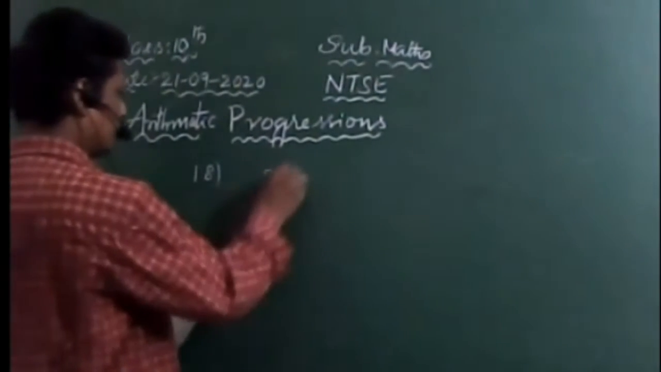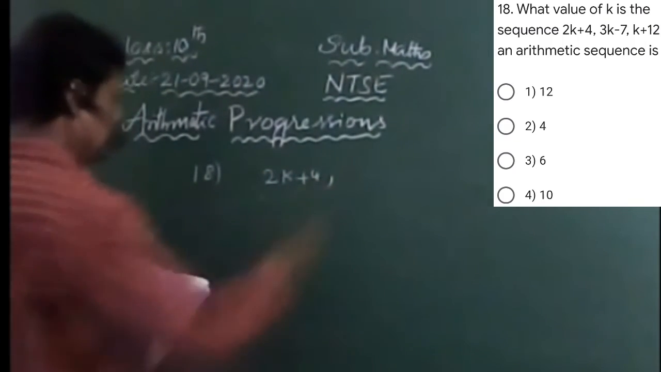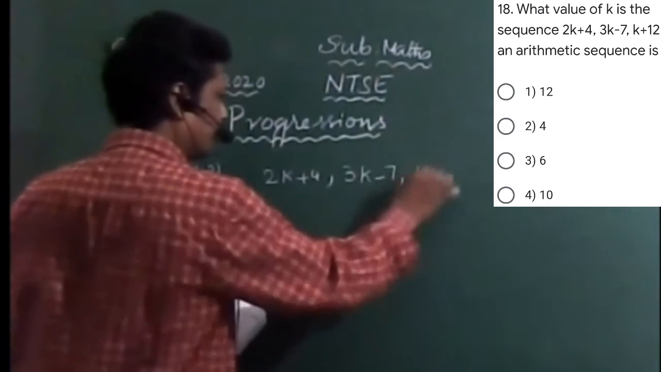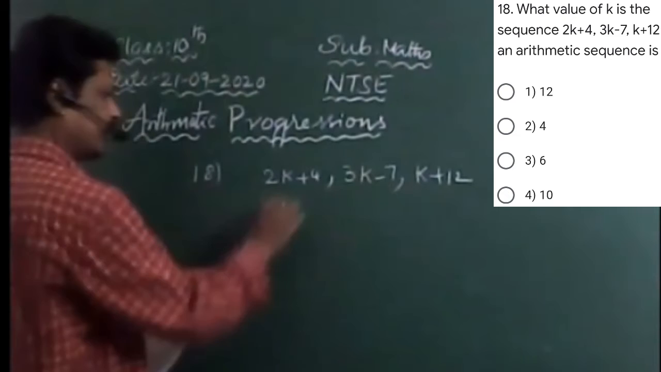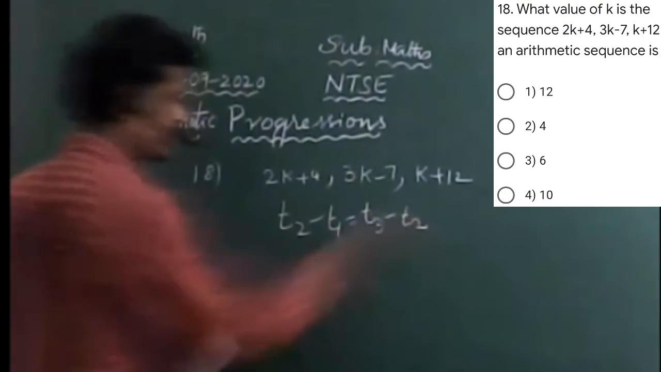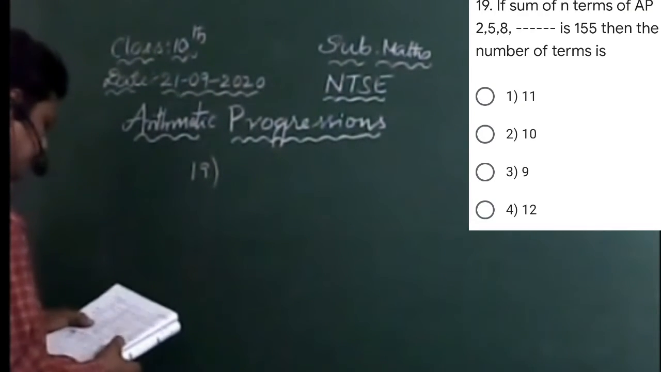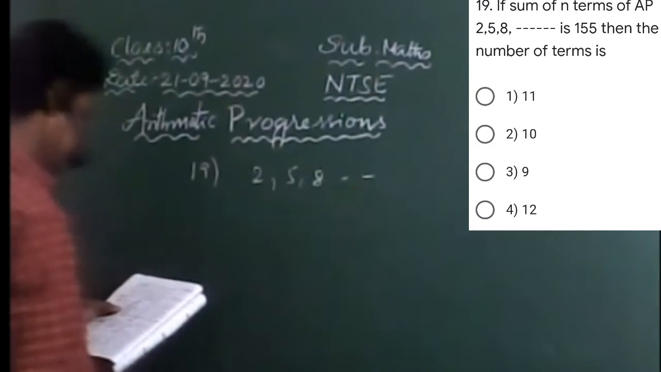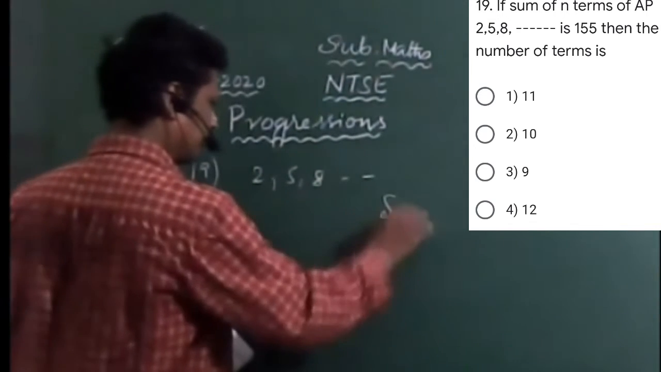Again 2k plus 4, 3k minus 7, k plus 12 are in AP. Again T2 minus T1 equals T3 minus T2. Next, the 19th: the sum of this series 2, 5, 8 up to the sum is 155.